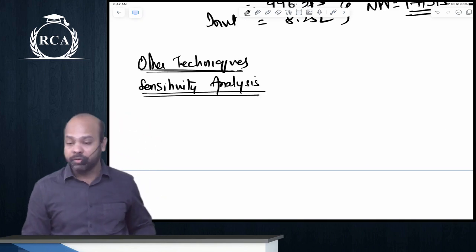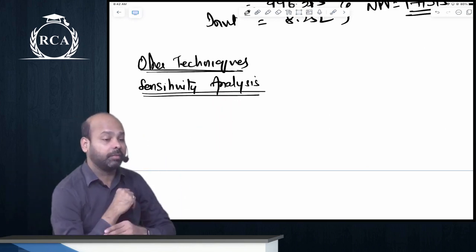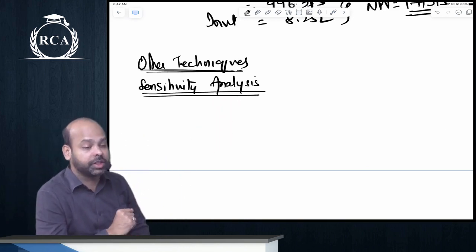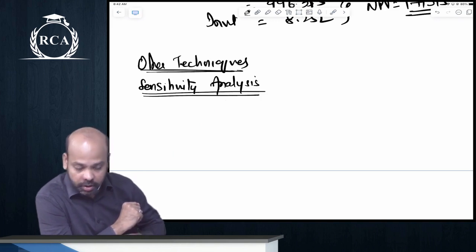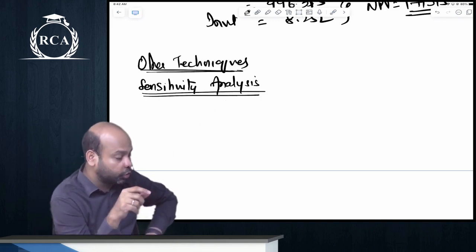Your entire NPV computation, guys, is based on estimates of multiple variables, all of which can change on a later date. You try to estimate the cash flow, you try to estimate sales.